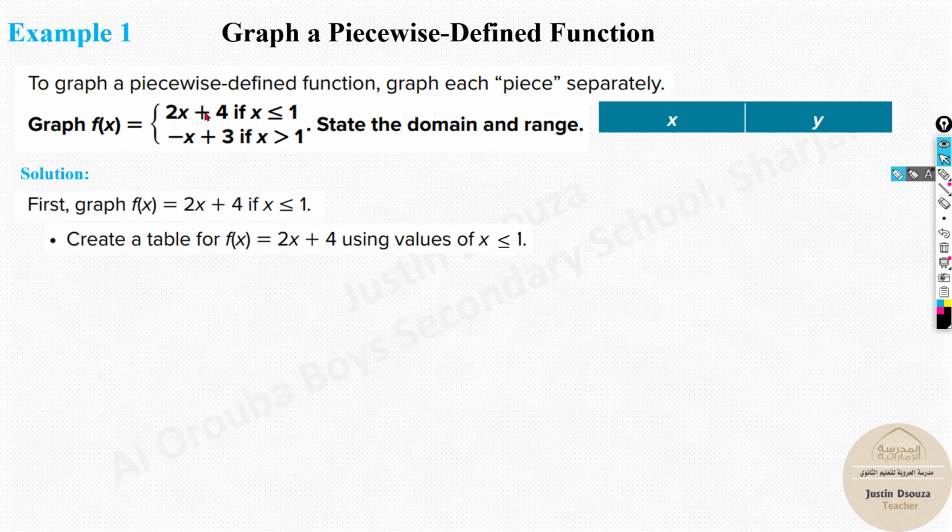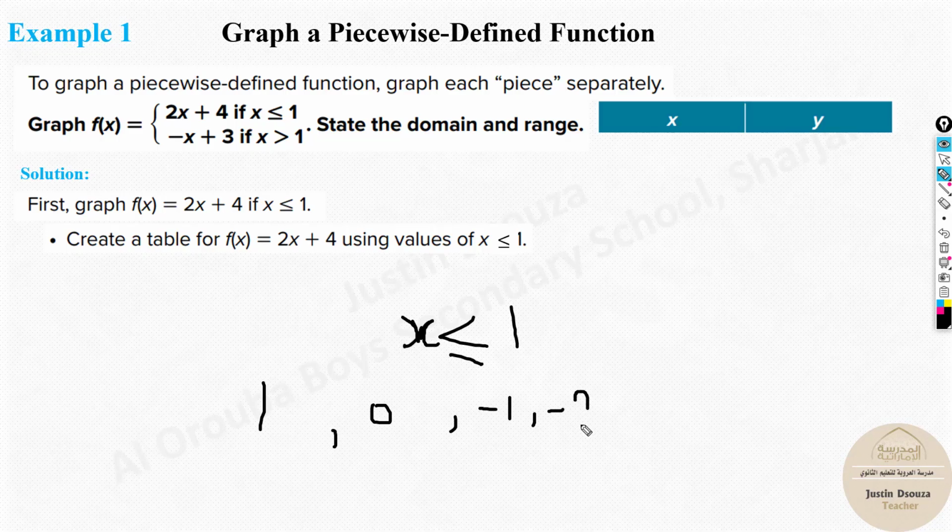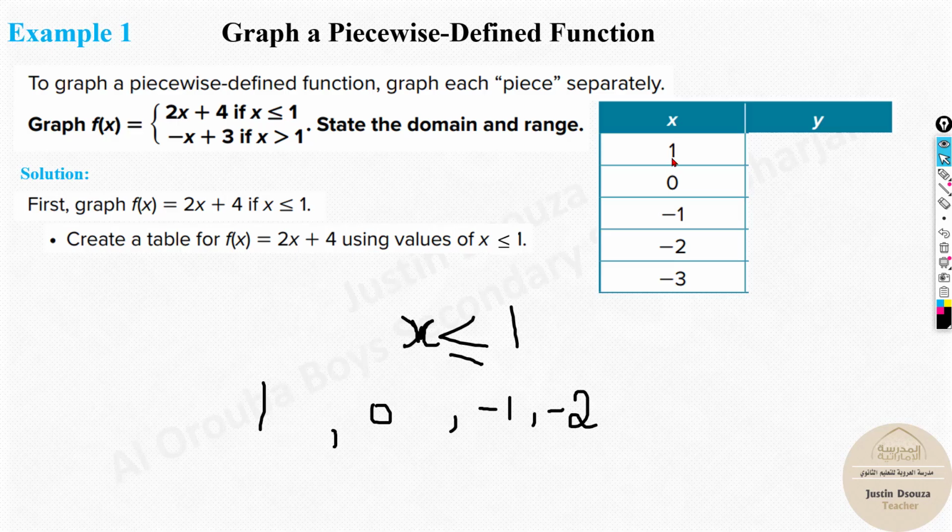Let's create it for the first graph now. Please note, can you see this? x is less than or equal to 1. That means the value can be equal to 1, but it must not be more than that. Then it can be 0, -1, -2. It can't be 2 or 1.5. It can't be more than 1. That is what it means. So now we will take some values less than or equal to 1. So 1, 0, -1, and so on.